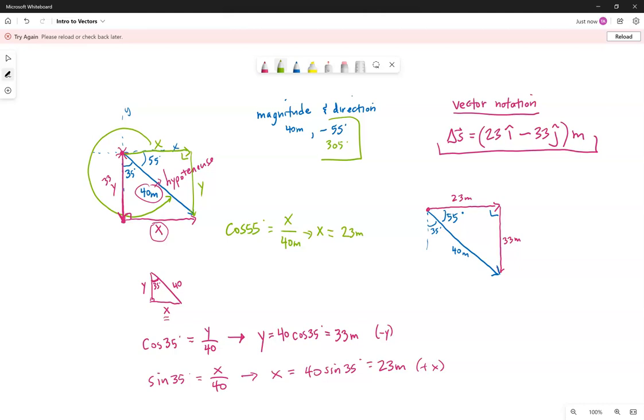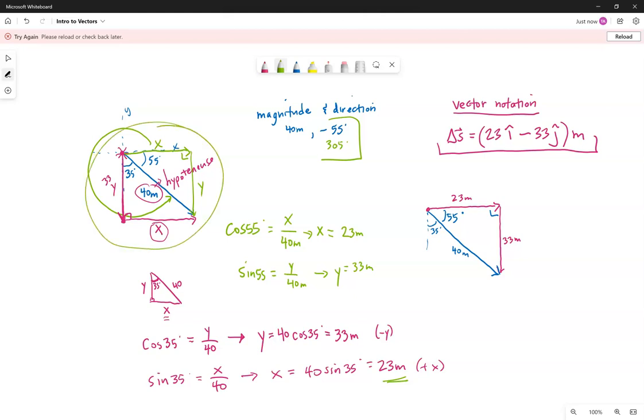It doesn't matter which triangle we use. What matters is that we're being careful in terms of what we mean by sine and cosine. If we took the sine of 55, being the y side, the opposite side over the 40 meters, we would have found that y was 33. The negative sign we have to see from our picture.